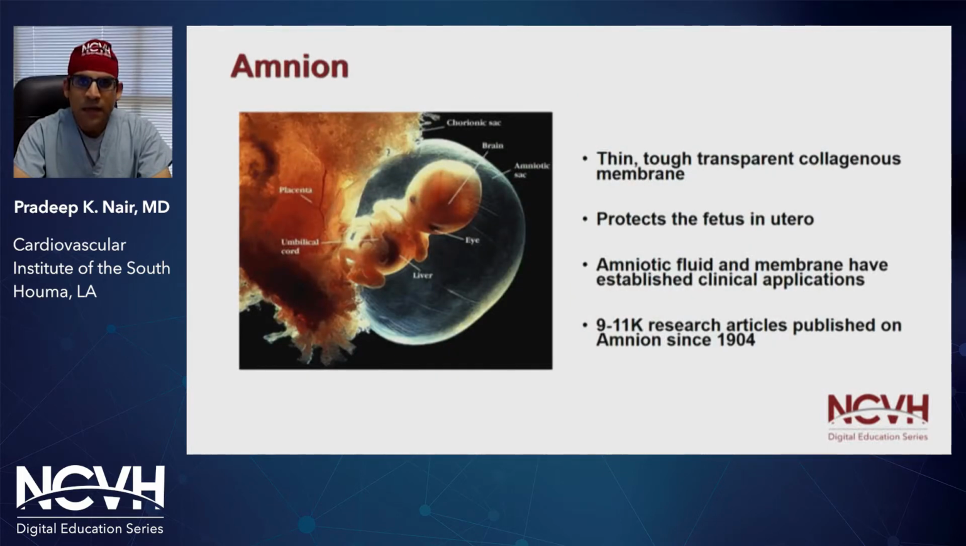One of the concepts that aims to tackle what these foreign bodies elicit is amnion. So amnion is a thin, tough, transparent, acellular collagenous membrane that protects the fetus in utero. The amniotic fluid and membrane have established clinical applications, with roughly 10,000 research articles published on amnion since 1904.